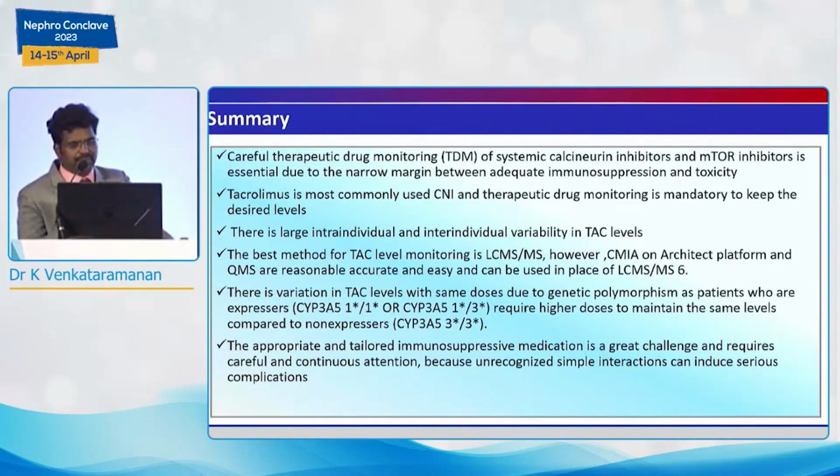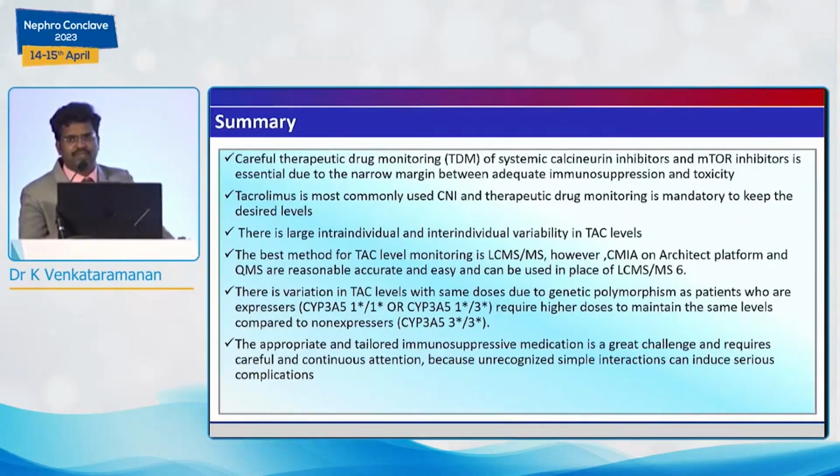And 1 is the rapid metabolizer. You want to give double the dose. What is 3? If you want to give half of the dose. So appropriate tailoring of immunosuppression medication is a great challenge and requires careful and continuous attention, because an unrecognized simple intervention can induce serious complications. As you know, it should be mastered because it's a double-edged sword with immunosuppression. We should be careful. Thank you.